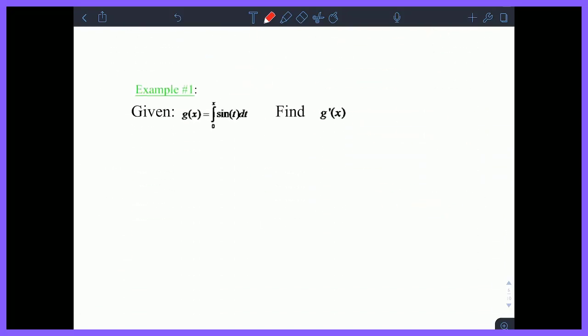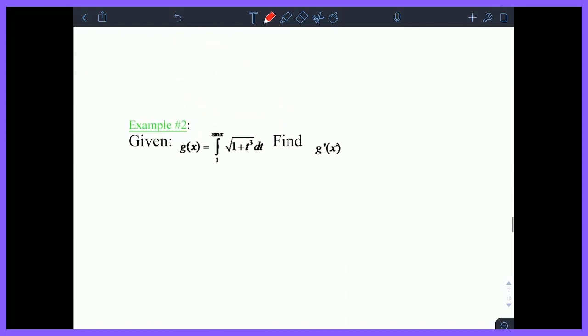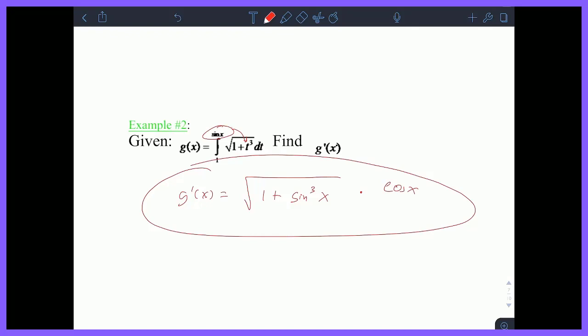Another example, g of x is the integral from 0 to x of sine t dt. Find g prime. Top bound goes in. The derivative g prime x is simply sine x times the derivative of x, which is just 1. Answer sine x. Second example, taking the derivative of the integral, so g prime x is going to equal, this goes into t, so it would be the square root of 1 plus sine cubed x times the derivative of sine x, which is just cosine x, and that's about as glorious as that thing's going to get.